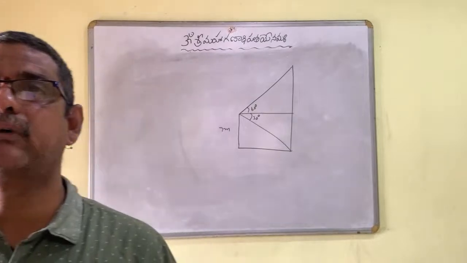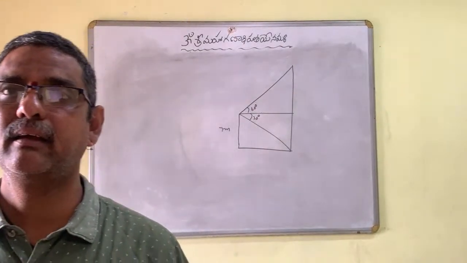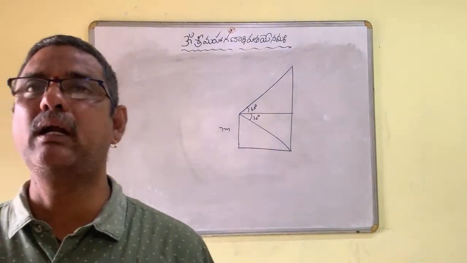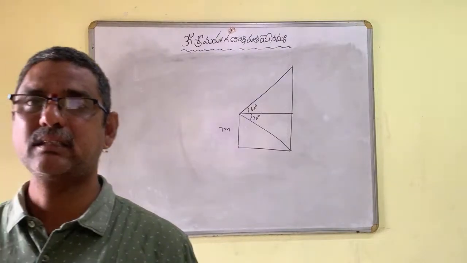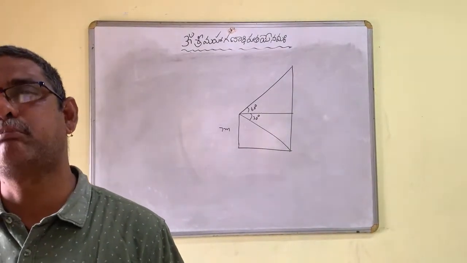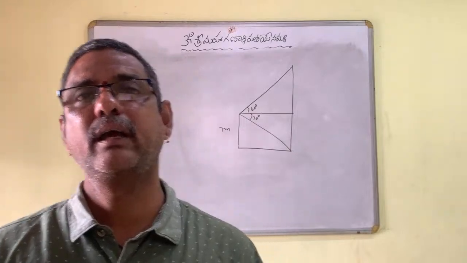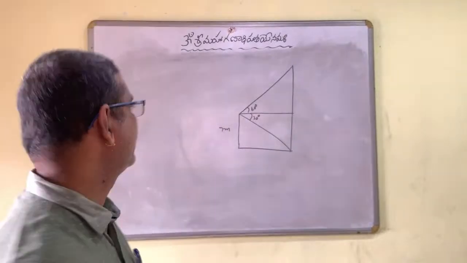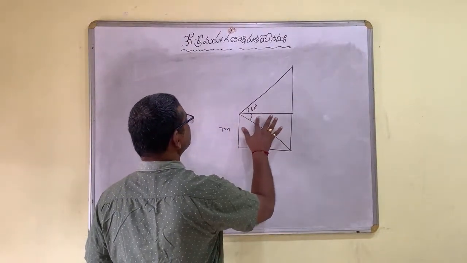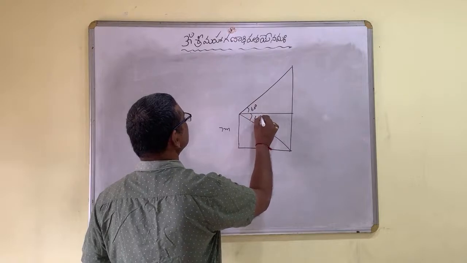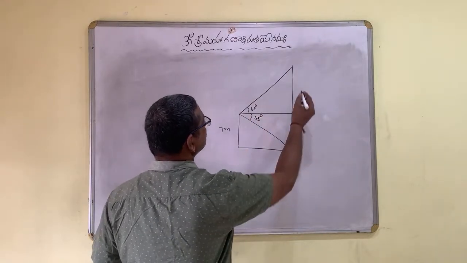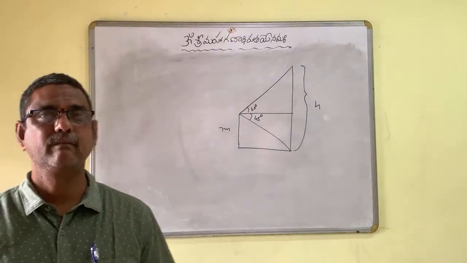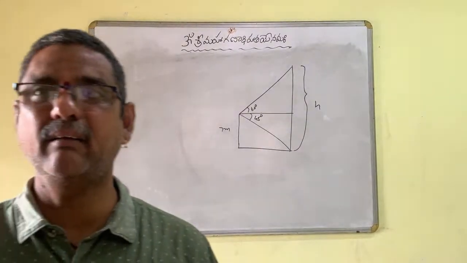From the top of the 7 meters high building, the angle of elevation of the top of the cable tower is 60 degrees, and the angle of depression of its foot is, not 30, sorry, 45 degrees. And what we have to find out? We need to find out the height of the cable tower.